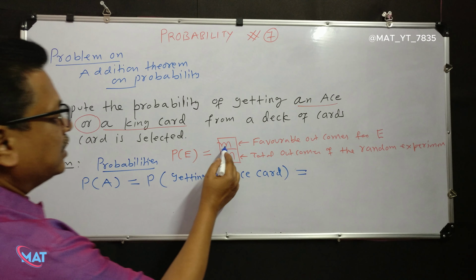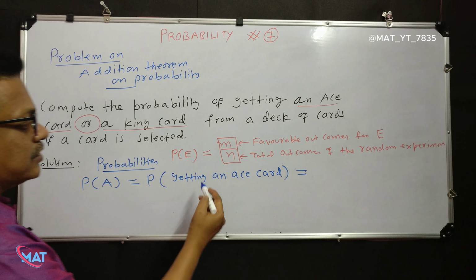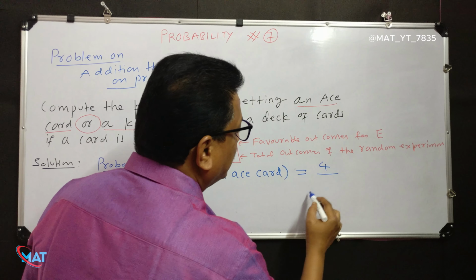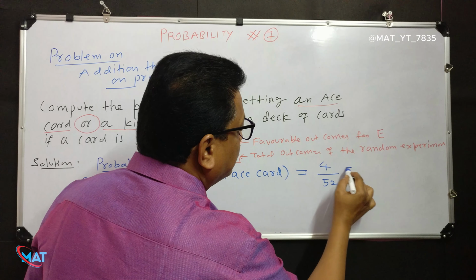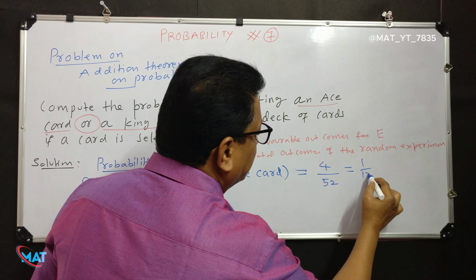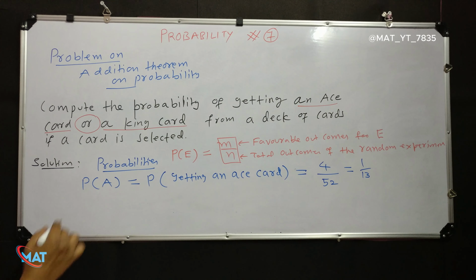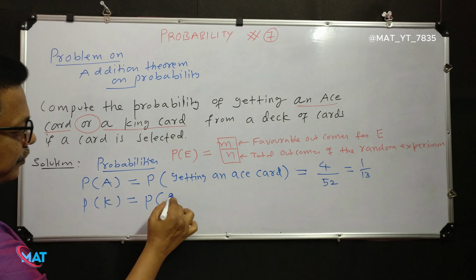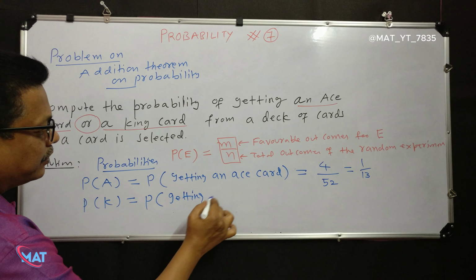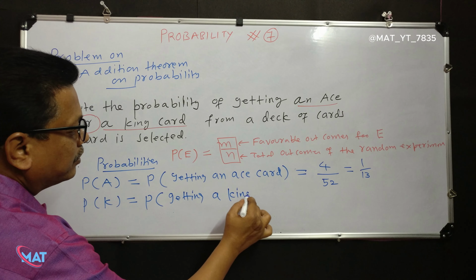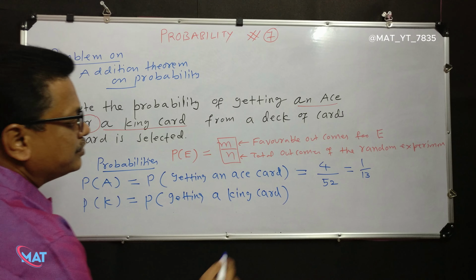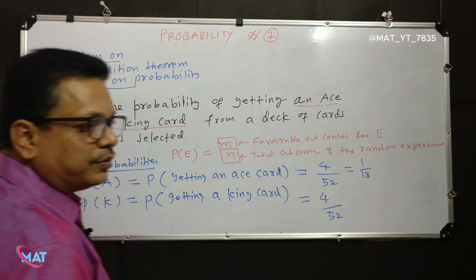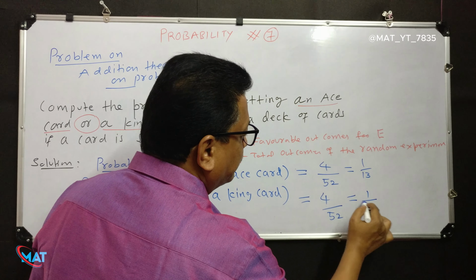So here, what are the possibilities for getting an ace? Just now you have seen four possibilities, and total possibilities are 52. That gives 1 over 13. Similarly, probability of a king card. How do you write? P of getting a king card. Same. There are four possibilities. It is 4. Total outcomes 52. Here also we get 1 over 13.